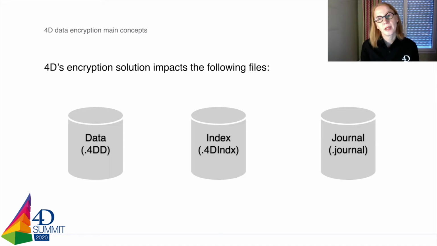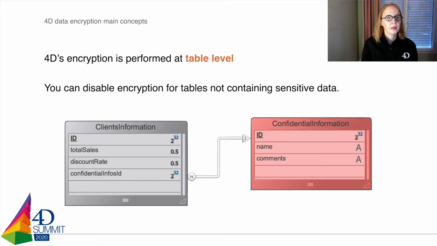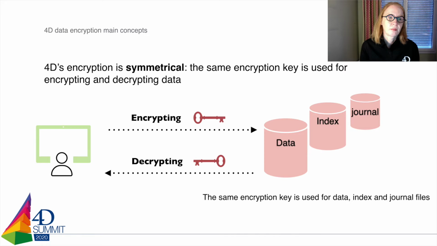All the files where we can find data are impacted. So this solution impacts the data file, the index file, and the journal file. The 4D encryption is performed at table level, so it allows you to disable encryption for tables not containing sensitive data. Here, in this example, we encrypt only the confidential information table. This encryption is symmetrical. It means the same encryption key is used for encrypting data and decrypting data. And the same key is used for data, index, and journal files.